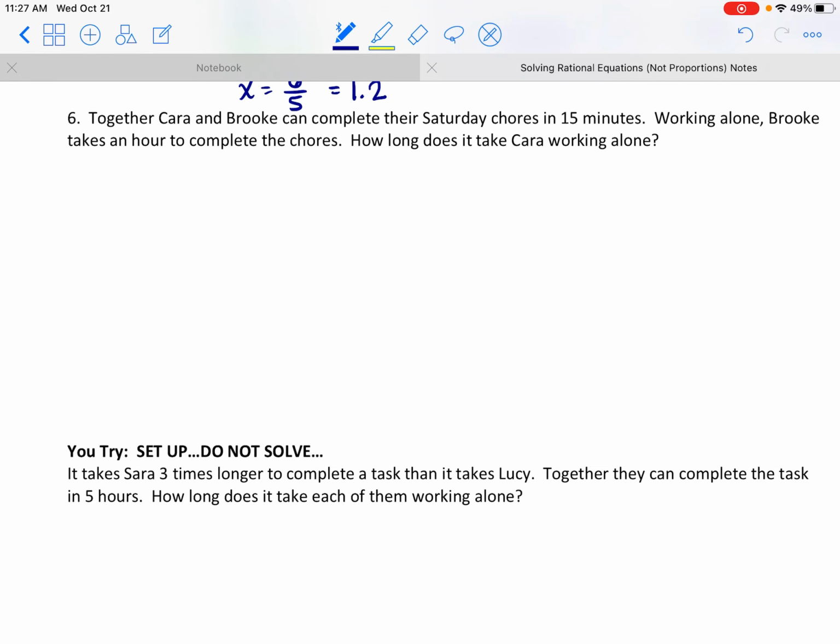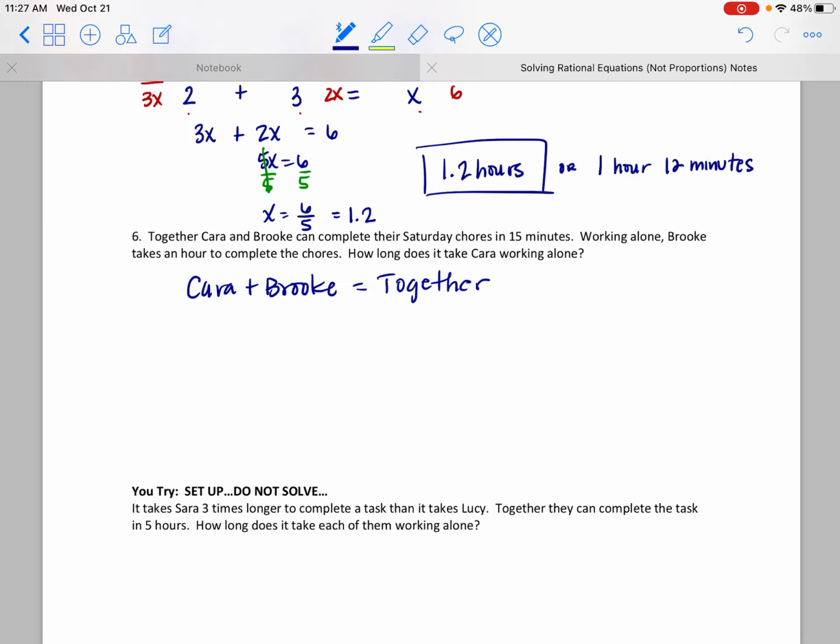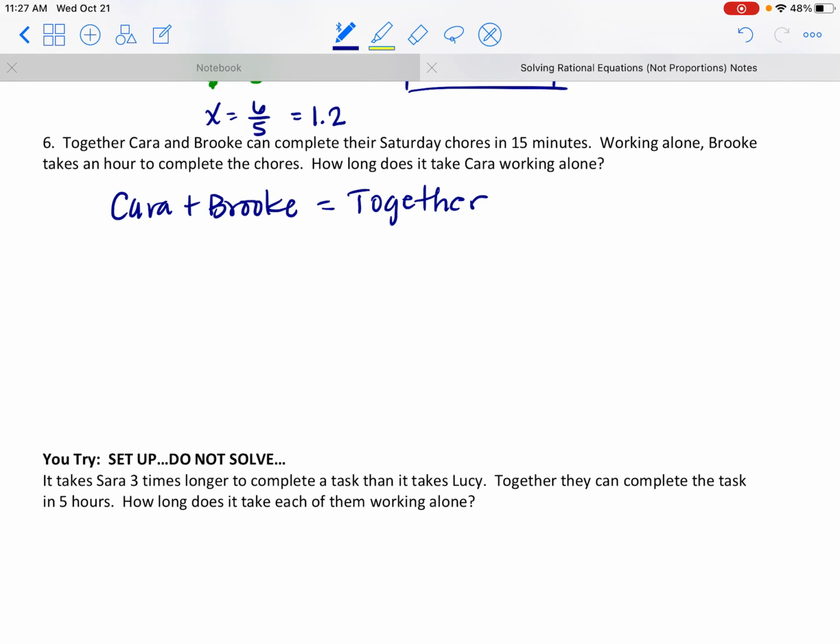Let's see. Together, Kara and Brooke can complete their Saturday chores in 15 minutes. Working alone, Brooke takes an hour to complete the chores. How long does it take Kara working alone? So we have this time Kara, plus we have Brooke. And if we add them, we're going to get them together. And it says that together, Kara and Brooke can complete their chores in 15 minutes. So let's put a 15 over here for together.